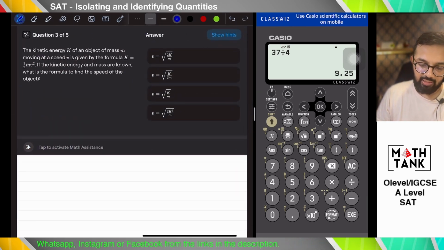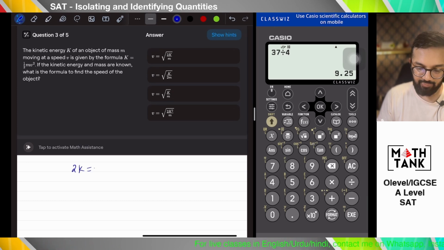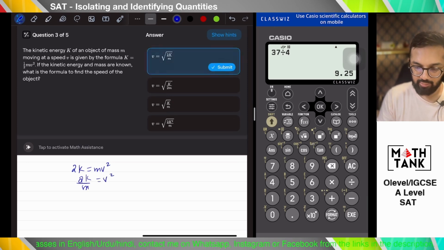Then it says the kinetic energy is this. If the kinetic energy and mass are known, what is the formula to find the speed of the object? So 2K equals mv square, 2K over m, and then root.